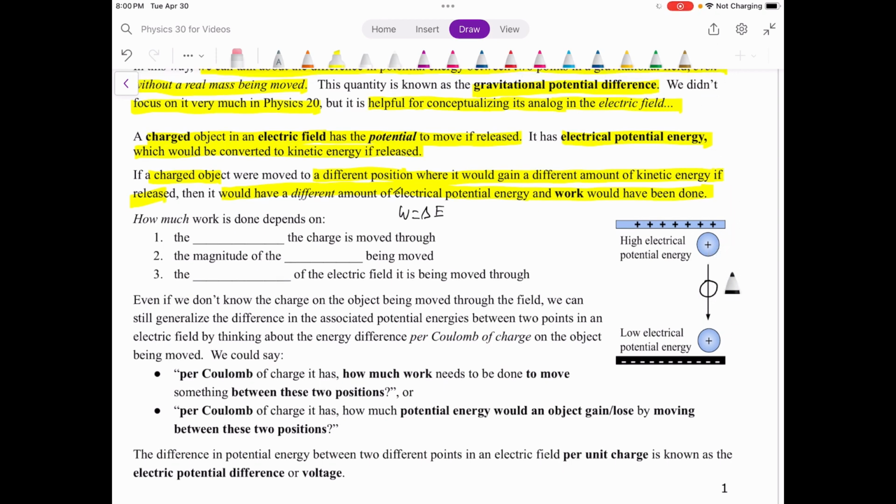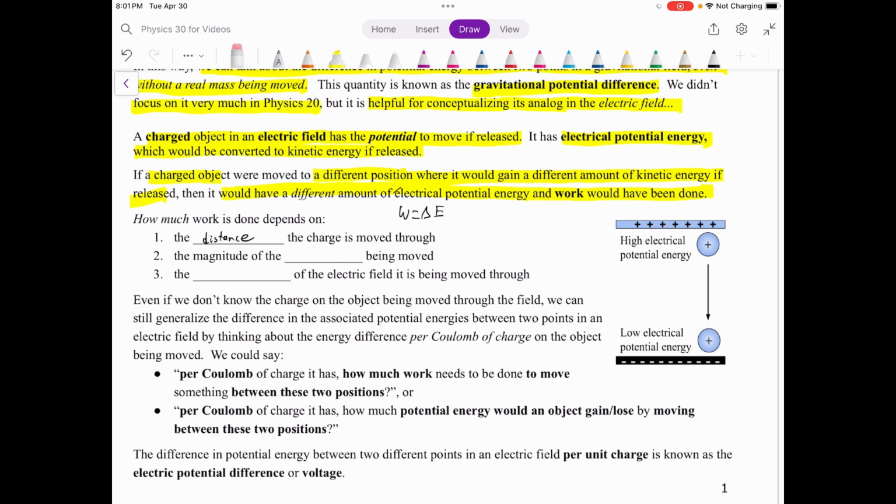firstly, how big of a change in position are we talking, right? The difference between the potential energy it has here versus here is obviously different than the change in potential energy it would have here versus here, right? By going from here to here, we'd be taking away less potential energy than if we were to move it from here all the way down to here. So it depends on the distance that the charge is actually being moved through, right? In other words, the distance between the two places that we're comparing.